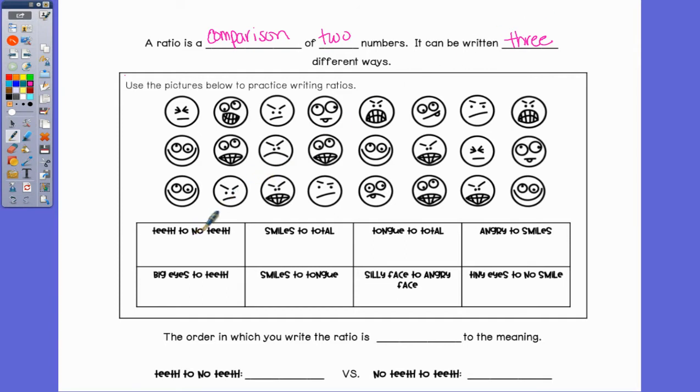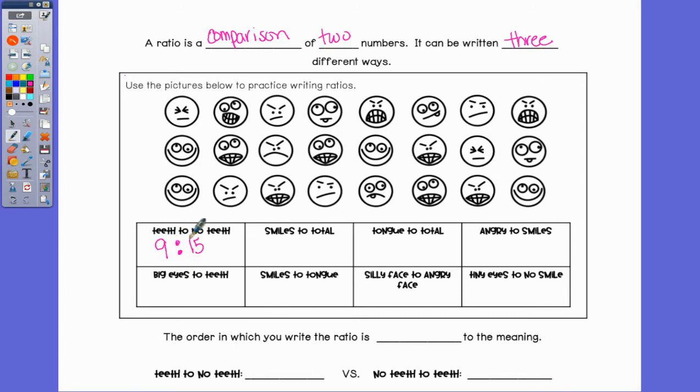First one we're going to do is teeth to no teeth. So we're going to count up all the pictures that have teeth in them. I see 1, 2, 3, 4, 5, 6, 7, 8, 9 teeth. To, we're going to use a colon. Two dots like this is a colon. To no teeth, well, we count up the rest of them. 1, 2, 3, 4, 5, 6, 7, 8, 9, 10, 11, 12, 13, 14, 15. And this is our ratio.